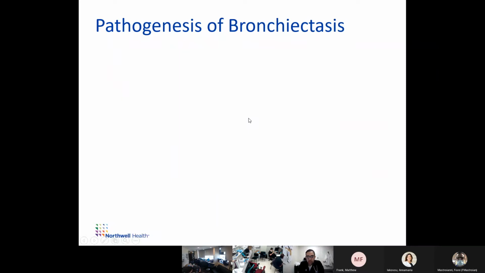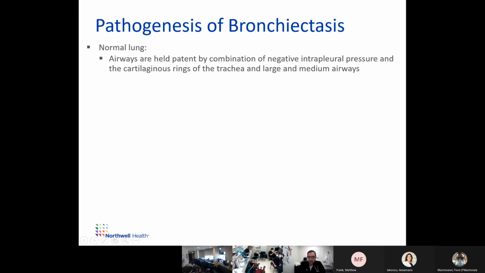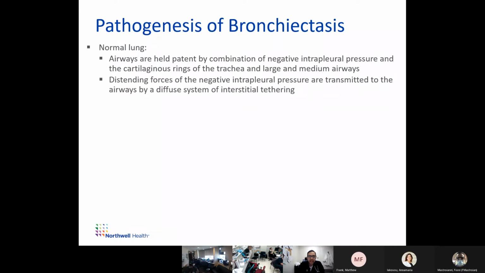Pathogenesis, again, I want to talk about this briefly just because I want to focus on the other concepts. But if you think about the normal lung, the airways are held open by a combination of negative intrapleural pressure and the cartilaginous rings of the trachea and the large and medium airways. And the distending forces of the negative intrapleural pressure are then transmitted to the airways. And this is a diffuse system of interstitial tethering.